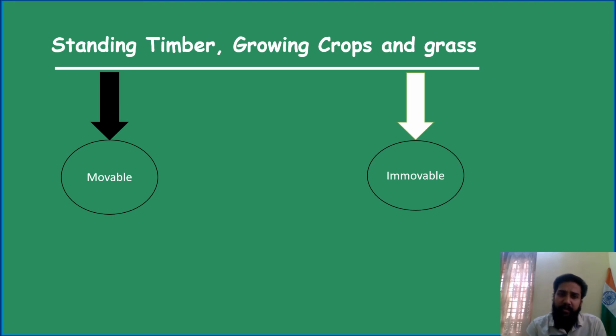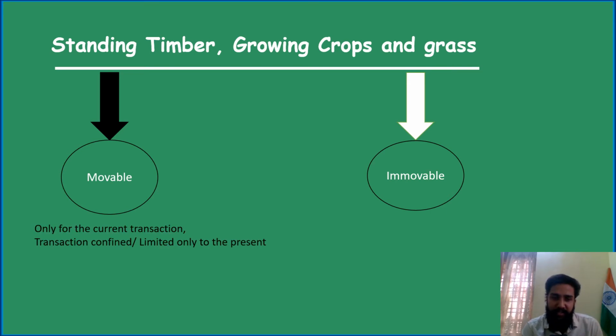Standing timber, growing crops and grass become movable when you are doing it for the current transaction. You have an agreement with somebody to take out the standing timber, growing crops or grass at the present moment. You don't delay it for any other date. Right now, today, this day. So it becomes movable. But if the agreement or contract is for future transactions, you don't have to take it now. You have to take it on a later day. It becomes immovable. So that is what we have to consider when deciding whether standing timber, growing crops and grass become movable or immovable.